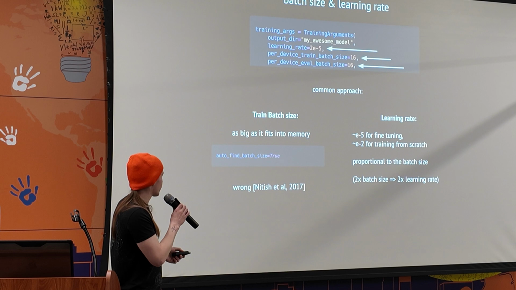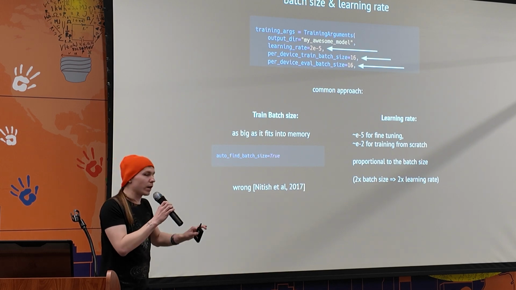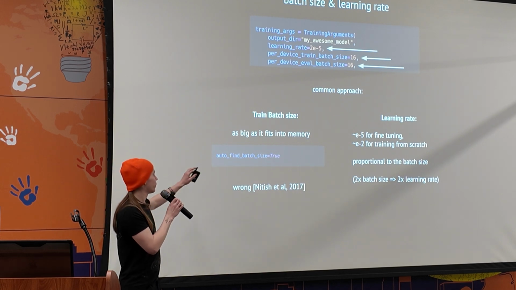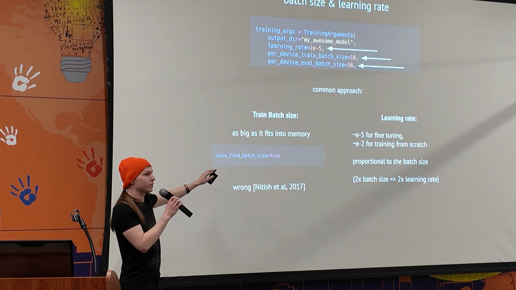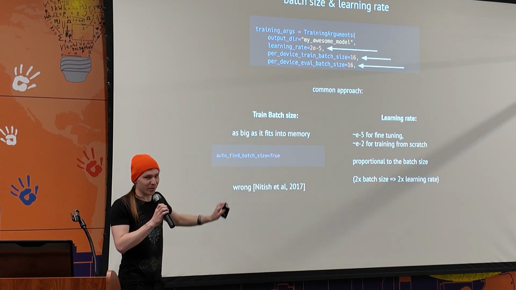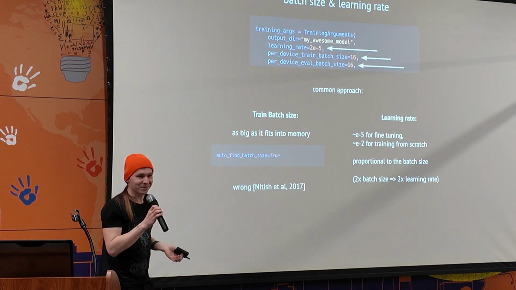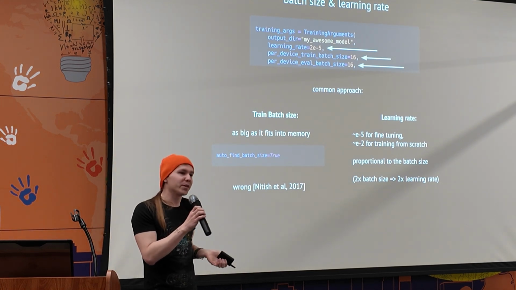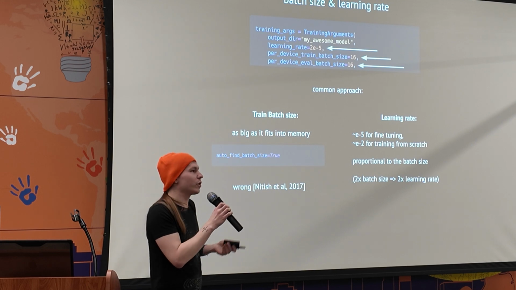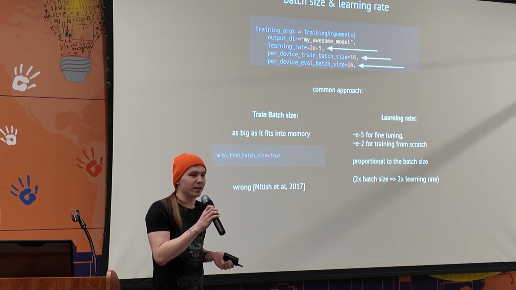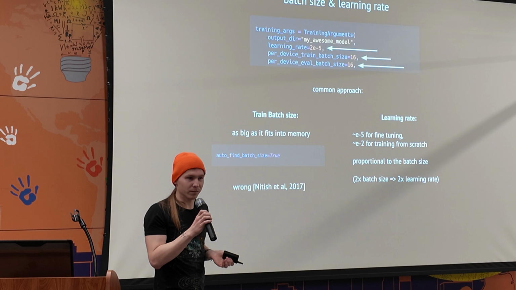First, the Hugging Face Trainer allows us to find a batch size that is as big as fits into memory. So this is fine. But actually it's wrong. There are papers that show that we don't actually want the batch size to be as big as possible.